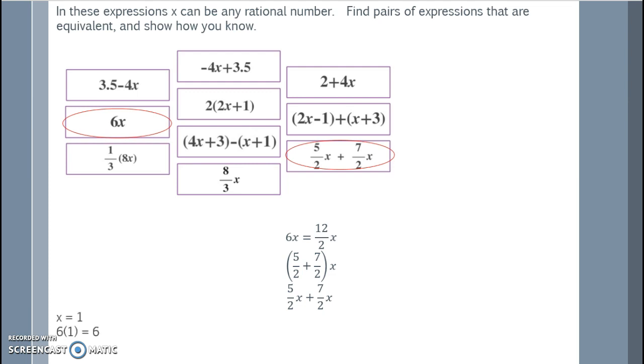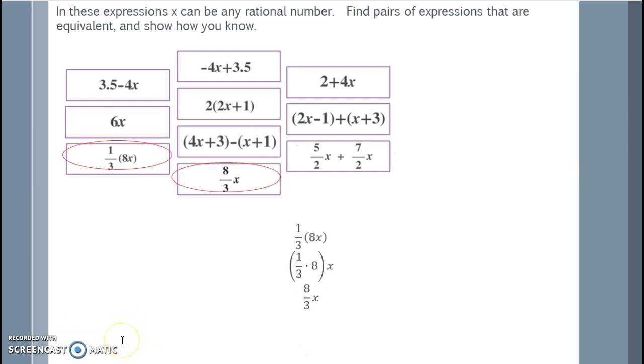And we can check using numbers if you're uncomfortable. So let's say 1, so 6 times 1 is 6, and if I did 1 for each one here, I'd end up with 5 halves plus 7 halves, which is 12 halves, or the same as 6, so they're equivalent. Let's try 1/3 times 8x. Is that the same as 8/3 x? So 1/3 times 8x, I can rewrite this using the commutative property. So 1/3 times 8, which is the same as 8/3 x.